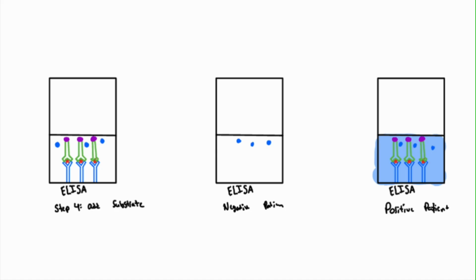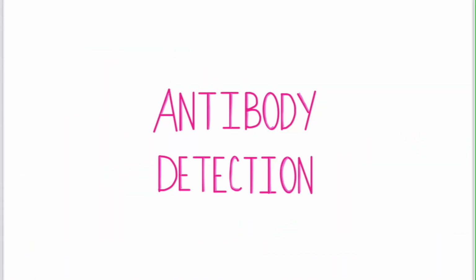Now that we've seen how antigen detecting ELISA finds the virus itself, let's move on to how an antibody detection ELISA measures a person's immune response. The antibody detection ELISA uses the opposite strategy. Instead of looking for the virus itself, it's looking for antibodies produced by the immune system after an infection or during an ongoing infection.